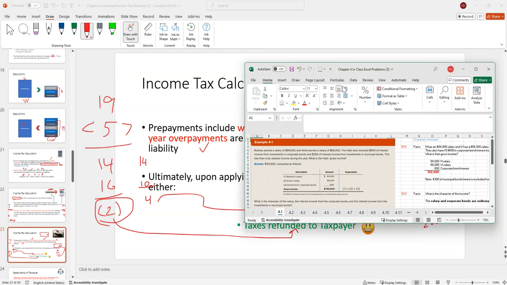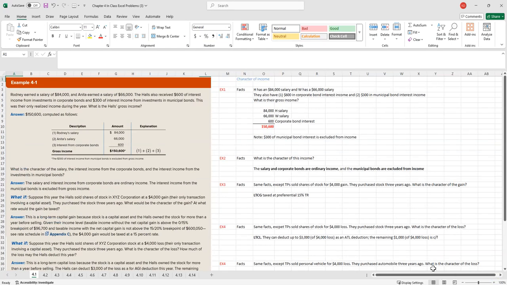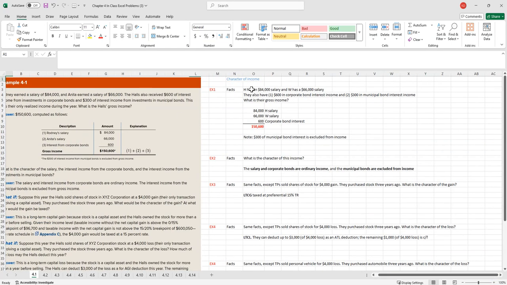Okay, so let's look at a couple quick examples and then we'll wrap this up. So we've got 4-1 here. They have a husband and wife. Looks like they have some salary there. They also have corporate bond interest and muni bond interest. What's their gross income? Well, it's essentially all of those items. Corporate bond interest is taxable, but muni bond interest is excluded. So it's not all bond interest, it's only muni bond interest. The character there, you can look at that.